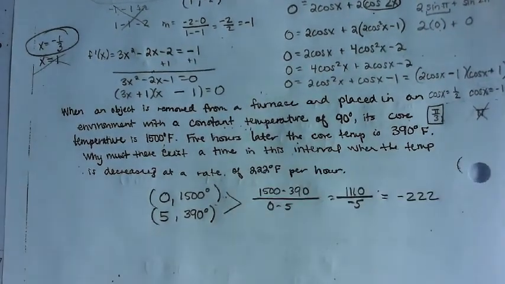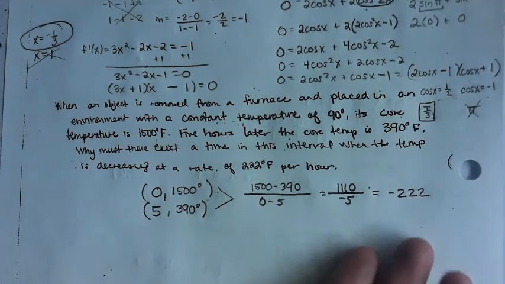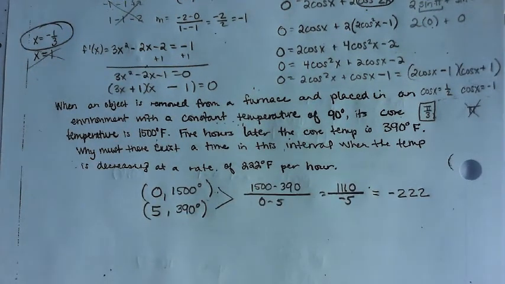Perfect. So, obviously, your average rate of change is negative 222. So you would just say, based on the mean value theorem, since the average rate of change along this interval is negative 222, there must exist some moment in time between the hours of 0 and 5 where the exact rate of decrease is 222. It's just an application. Okay?